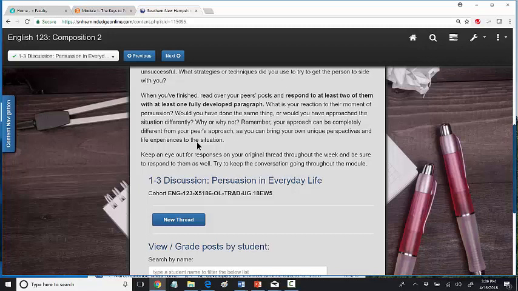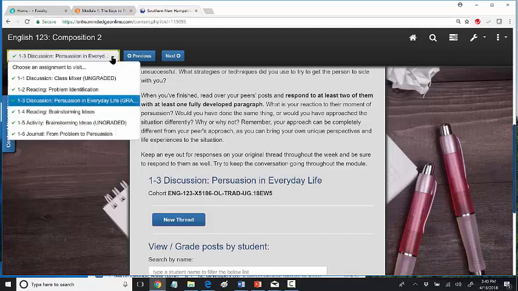In the discussion, you want to post a full paragraph describing the situation and how you tried to convince that person. In the second paragraph, you'll analyze why and how your persuasion was successful, or perhaps it wasn't. You need to post by Thursday in the discussion, and that goes for all discussions. Every other assignment is due by Sunday, end of day.